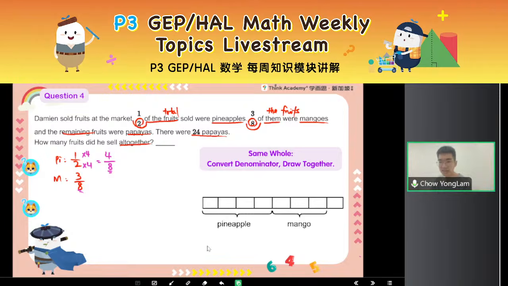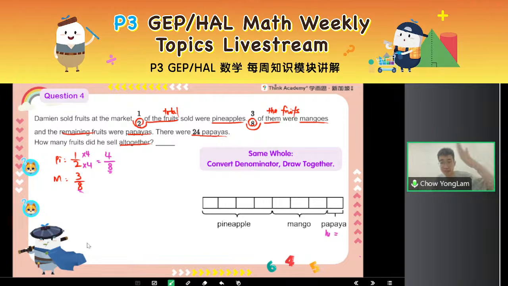And finally, what about the last unit? What is the last unit? I have pineapples, I have mangoes. The remaining were papayas, right? So papaya is the remaining 1 unit, which you know the value of, right?